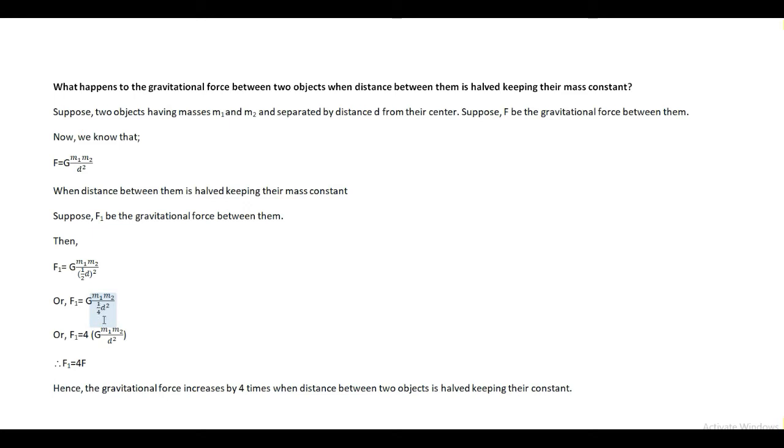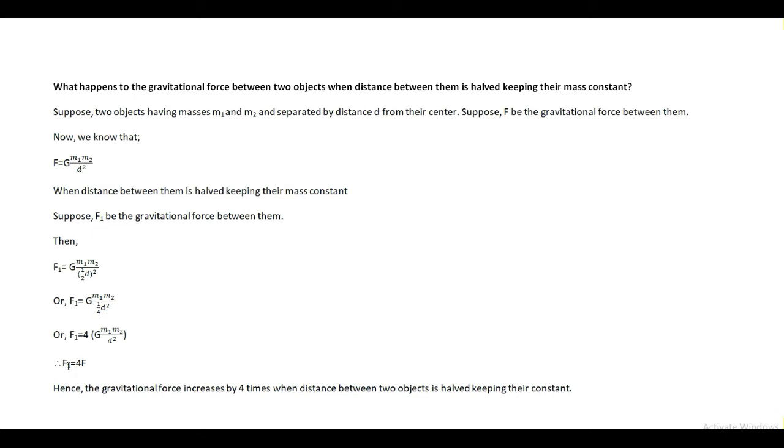Then this 4 of the denominator will go to the numerator. So in the third step, we have written F1 equals 4 G m1 into m2 by d square, because this 4 goes to the numerator and we have written it separately. And you know this G m1 into m2 by d square part equals F. So in the place of G m1 into m2 by d square, again we are writing F. Then we have obtained F1 equals 4F.